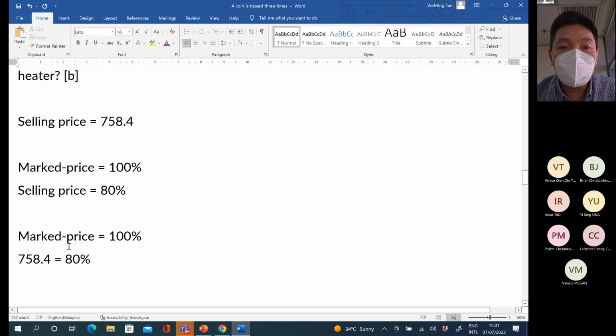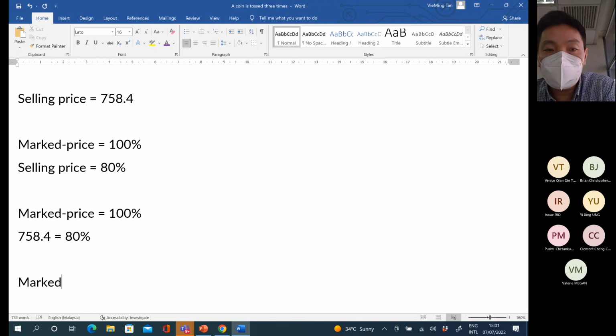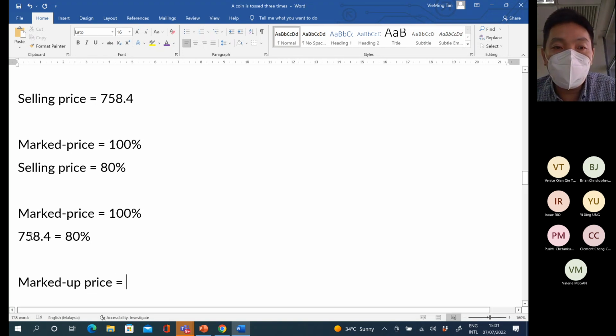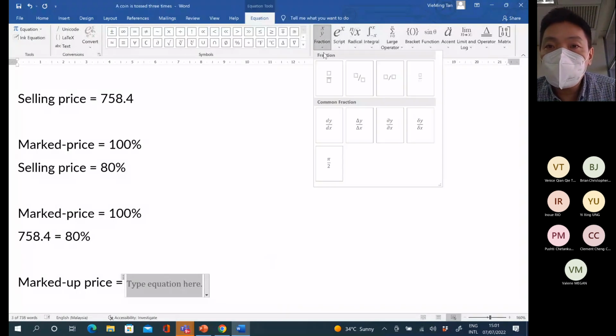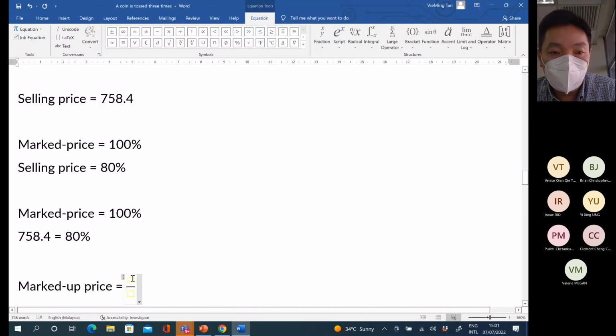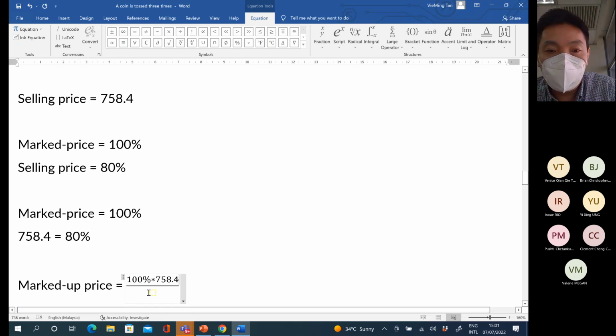So what we can do is the cross multiplication activity in order to get the markup price. Markup. So what we can do is just move this 758.4 to the right hand side, becomes multiply. So the answer is 100% multiplied with 758.4 divided by 80%.